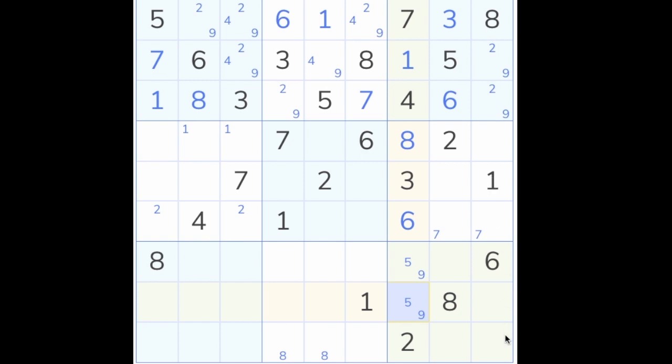Okay, this 1 blocks down here, so that's going to be a 1 in these 2 squares here. This 3 blocks down here, so 3 will have to appear in these 2 squares like that. Okay, 5 blocks these 2 squares here. This 5 up here blocks these 2 squares, so 5 appears like this.